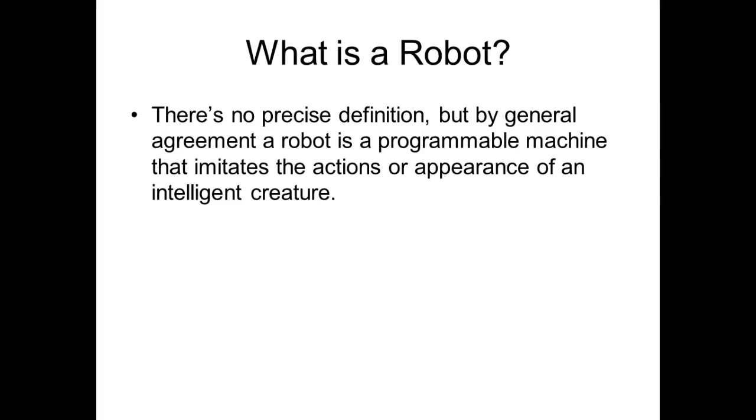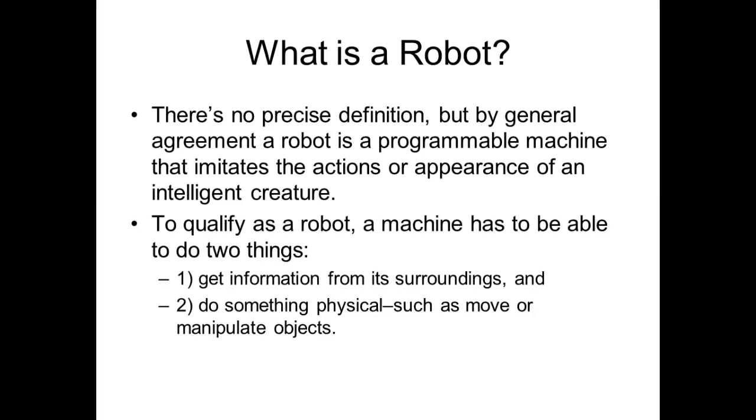But when somebody says, you'll hear the term robot used all the time. You'll say, well, that's not a robot. Technically, it might be a robot, but it's going to be a different class of robot, right? We'll look at the different classes in a minute. So good job, guys. To qualify as a robot, a machine has to be able to do what? Get information from the surroundings and do something physical such as move or manipulate objects.